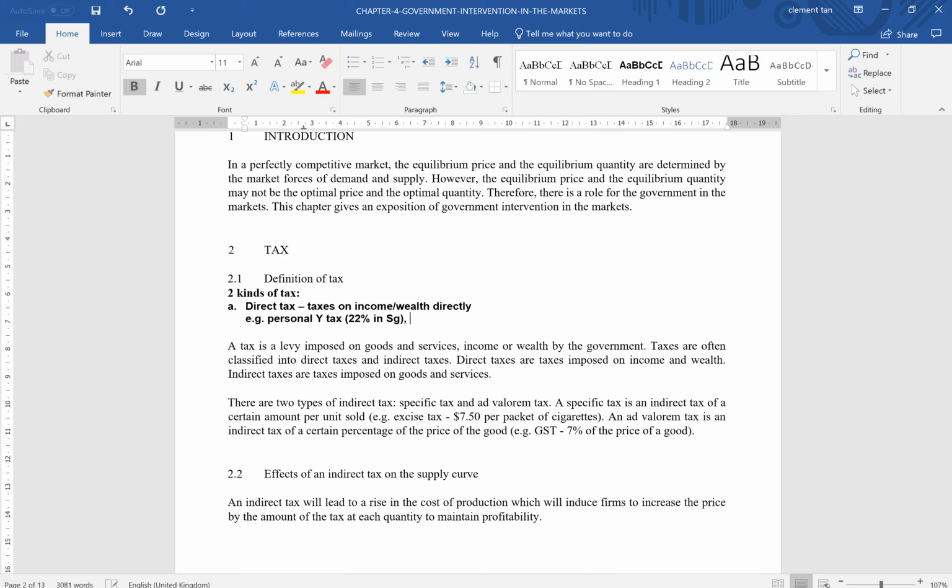What other things do you have for tax? Wealth tax. What's the difference between income and wealth? Income is what you earn. Wealth is what you have, what you own. So things like property. So you have property tax. In Singapore, one of the reasons why property prices are very high is really because when you sell your property, there is 0% tax.